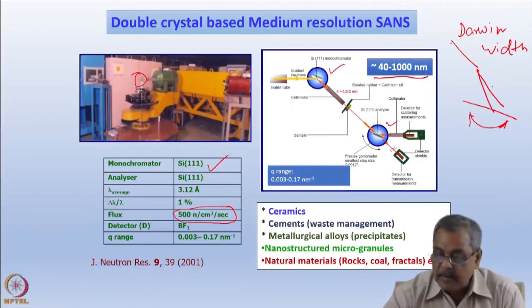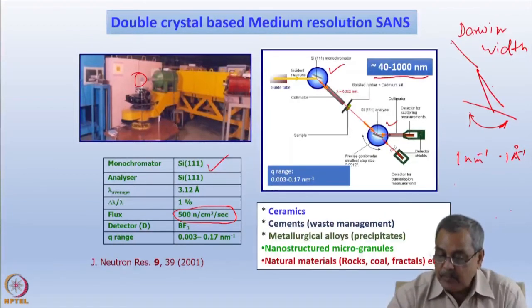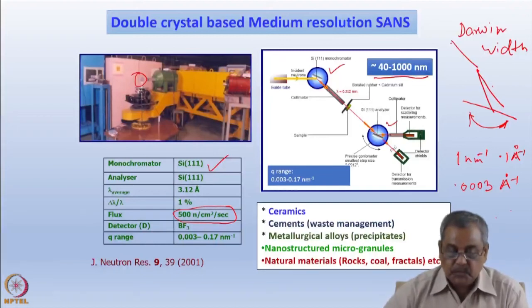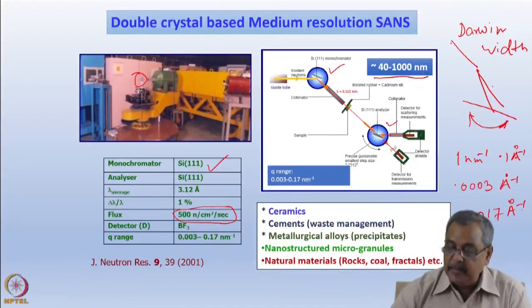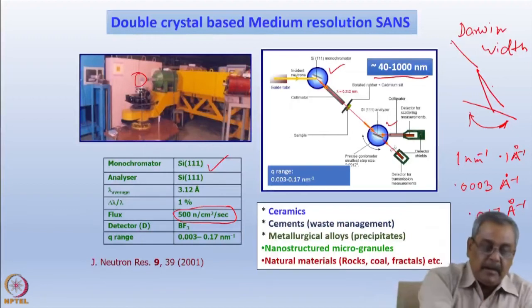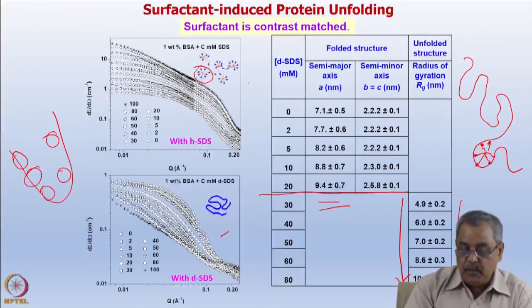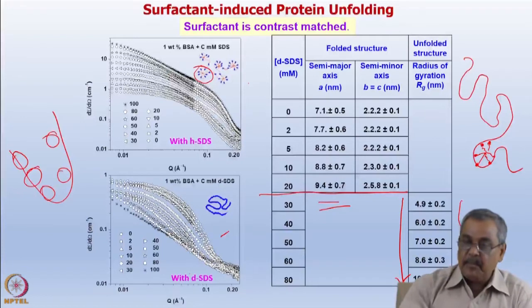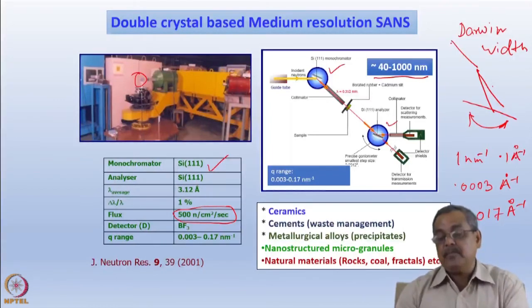If I translate it into angstrom, 1 nanometer inverse is 0.1 angstrom inverse, because 1 nanometer is equal to 10 angstrom. That means this goes to 0.0003 angstrom inverse to 0.017 angstrom inverse. So really speaking, this is covering a different Q range compared to what I showed you earlier, 0.01 to 0.2 angstrom inverse, where I took the example of surfactant induced protein unfolding. So I am in a different range of Q and a different range of problems also.